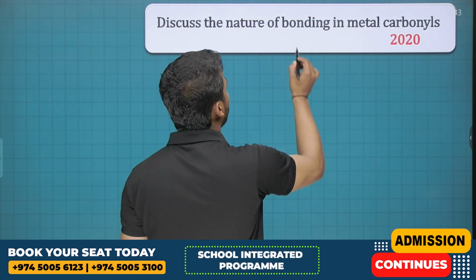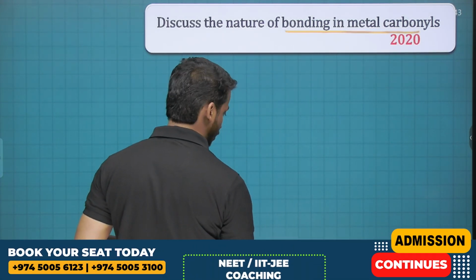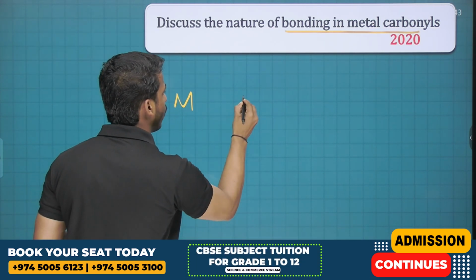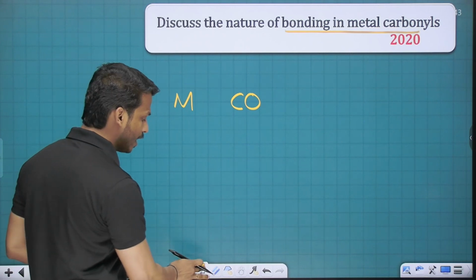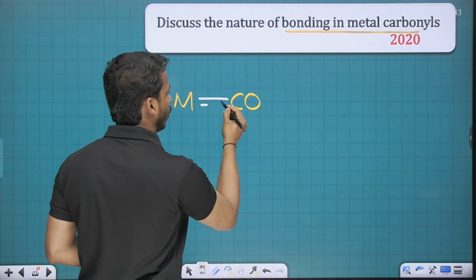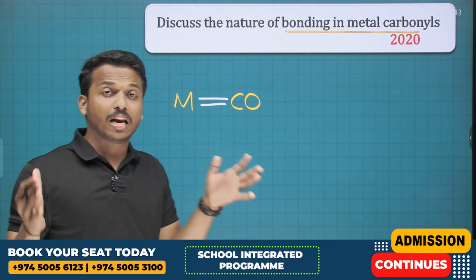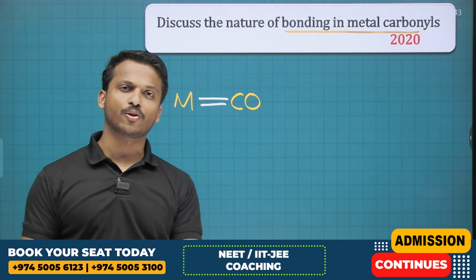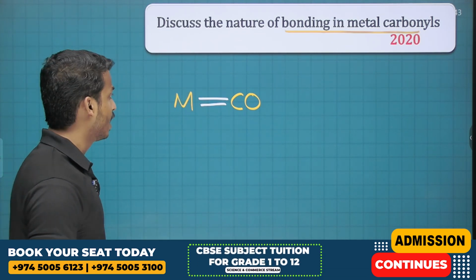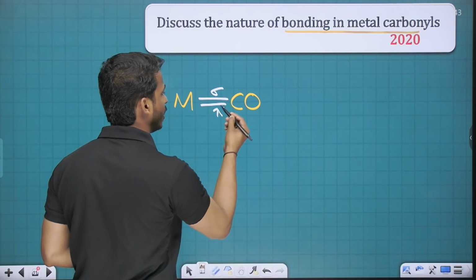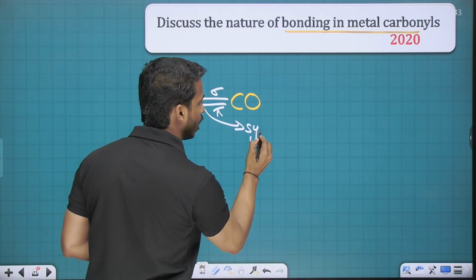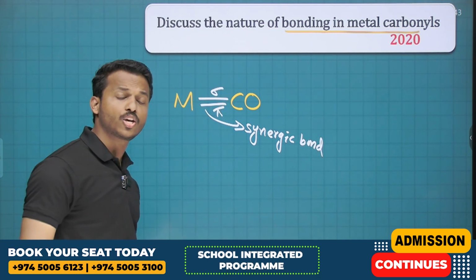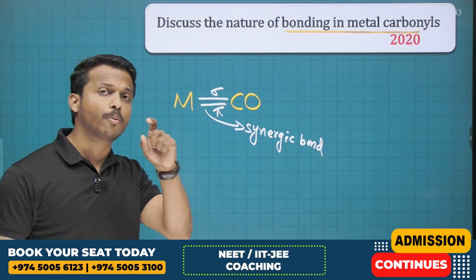Discuss the nature of bonding in metal carbonyls. As we discussed in classes, when a metal bonds with the carbonyl ligand, it forms a double bond. Basically, all ligands make a sigma bond with the metal, but carbonyl ligands have the ability to form a double bond with the metal, right? One bond is sigma, one bond is pi. The extra bond we call the synergic bond. So they are asking you how the sigma bond and pi bonds are formed.